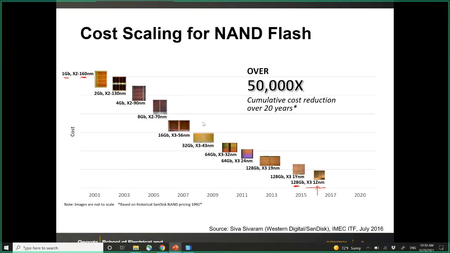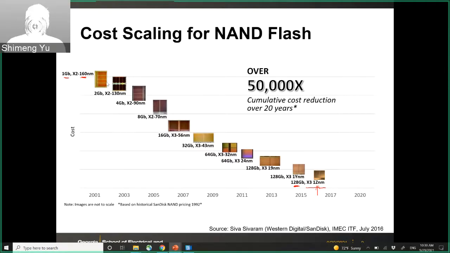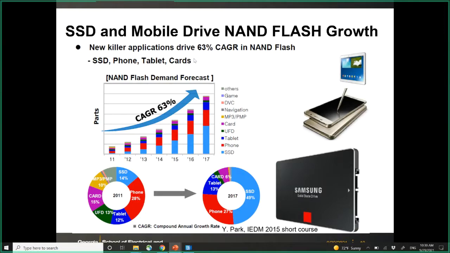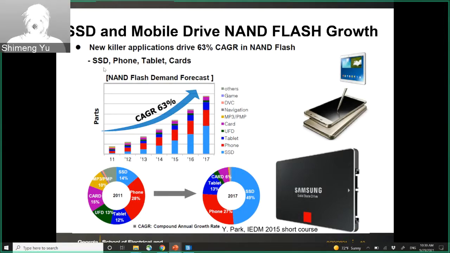So this is a very aggressive cost scaling. Here this is a relative cost, let's say the cost per bit. And the NAND Flash has seen very aggressive growth over the past decade, with yearly growth of like 63%. This is driven by products like SSD, phone, tablet, and those cards.